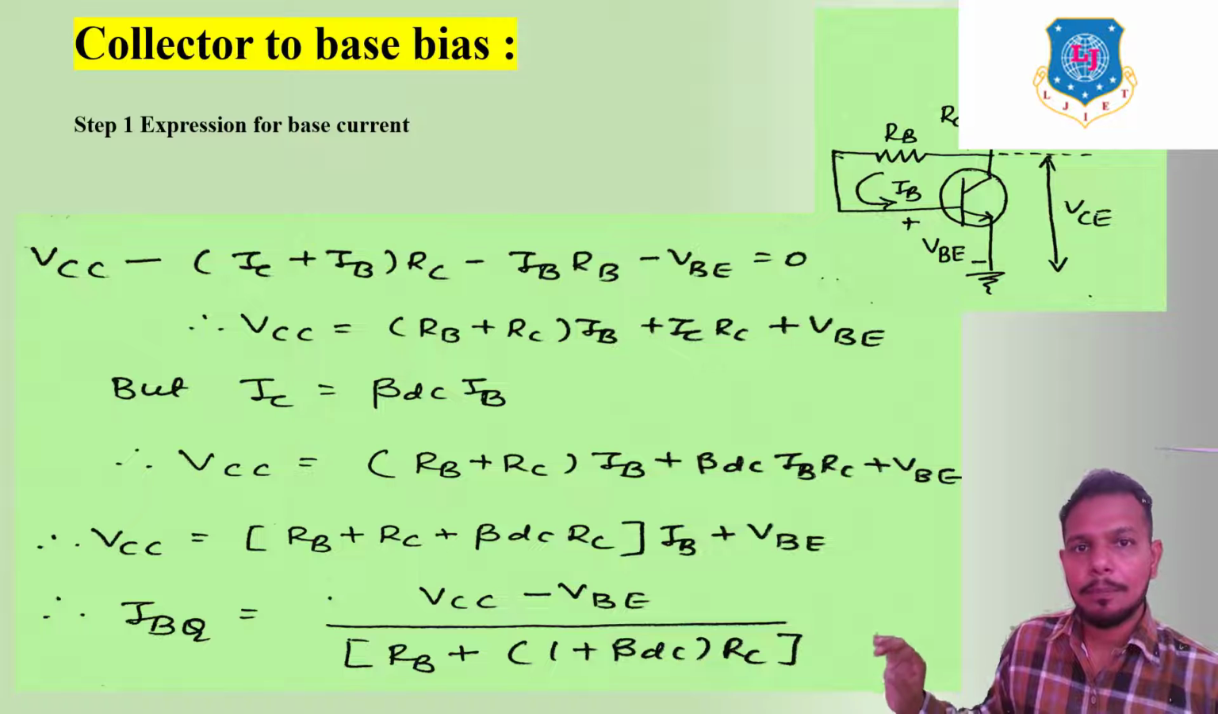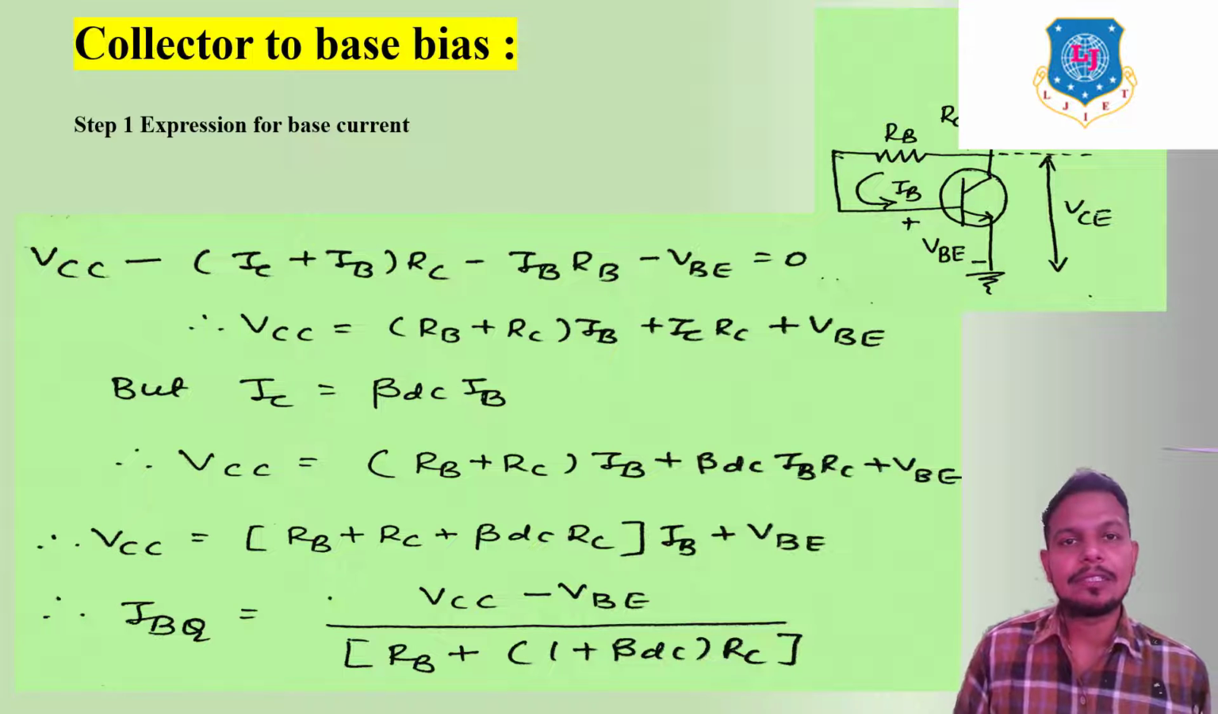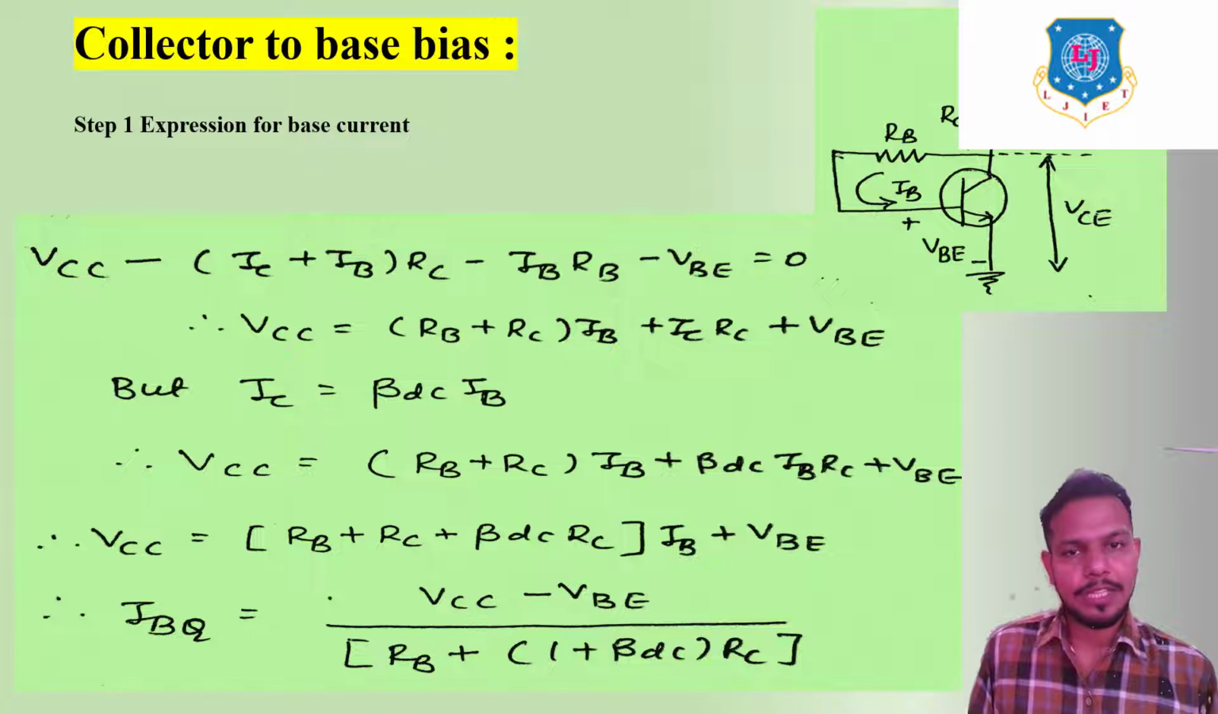Slightly change compared to the first one. Your RB, here we can see RB is in first technique, RB is connected directly with VCC, but here in this case RB is connected after RC, right? So this is the change in collector to base bias circuit.